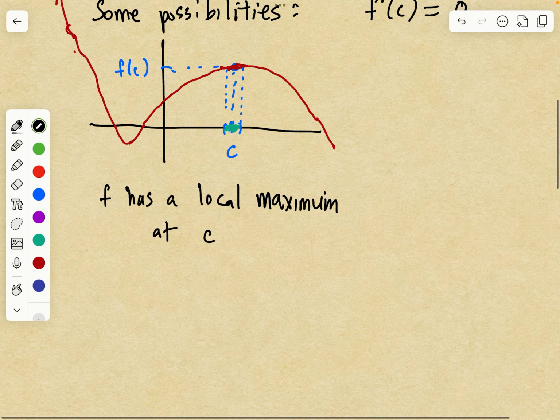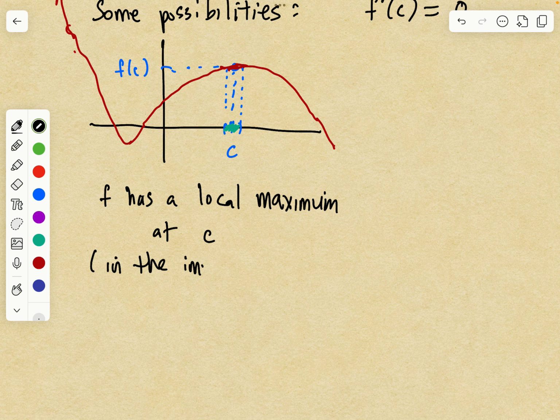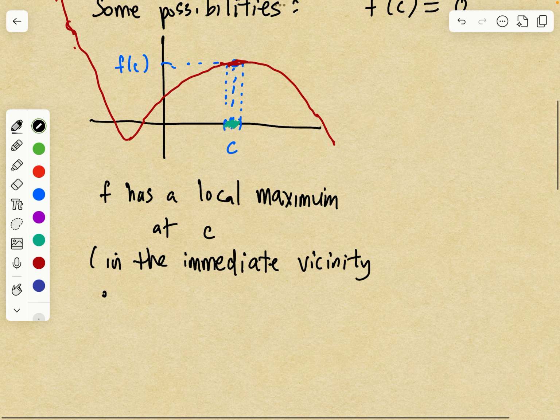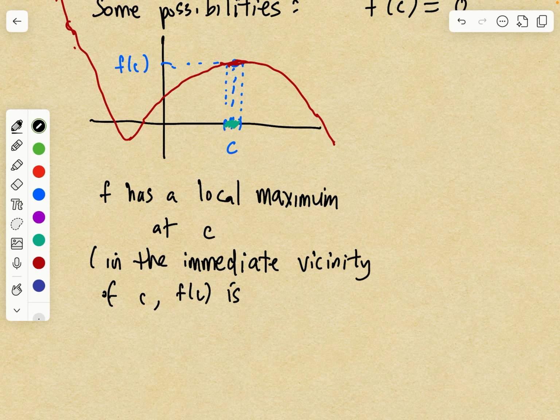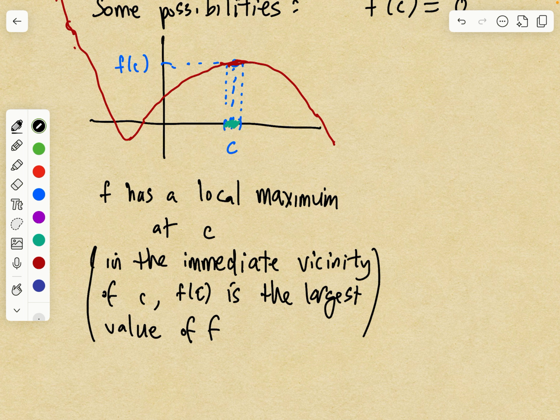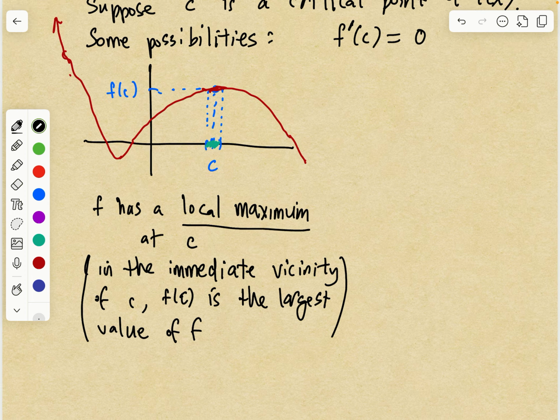So what this means is that in the immediate vicinity, slightly to the left and slightly to the right of c, the value f of c is the largest value of f. That's basically what it means when you say that f has a local maximum. So that's one possible outcome.